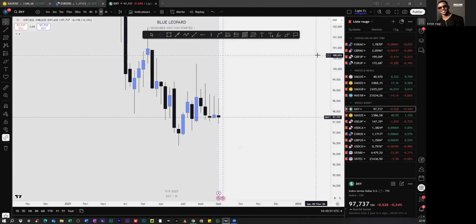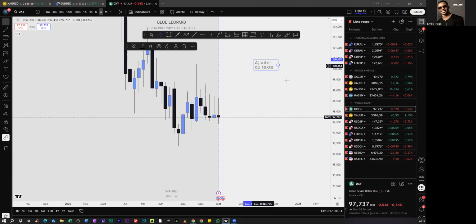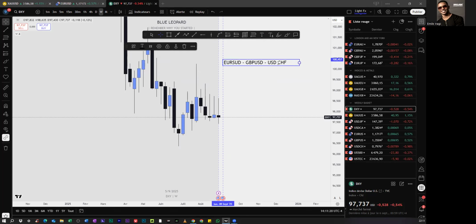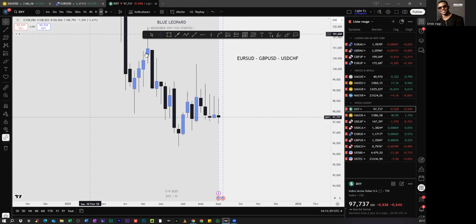We have Euro USD, GBP USD. Let me give you the correlations. We have Euro USD like this. Euro USD that is correlated to GBP USD, that is also inverted correlated to USD CHF. Okay, these three pairs, I can use them for one idea, to find one idea. You don't need many trades in a week. You can need like 2 or even 1 per pair.